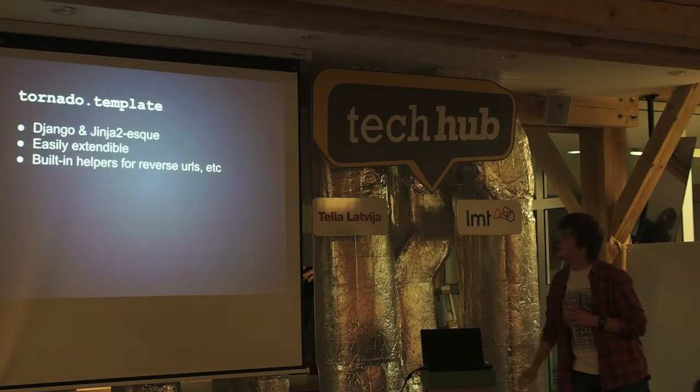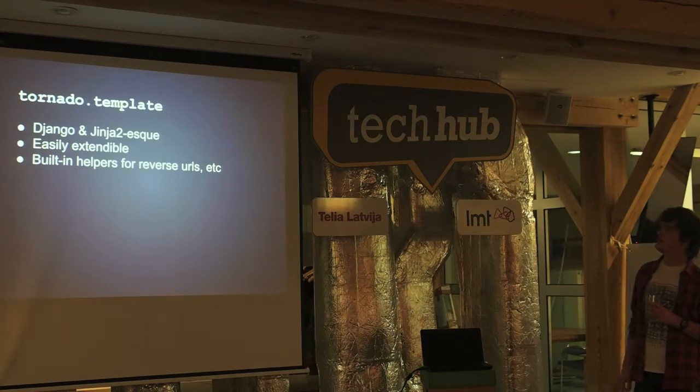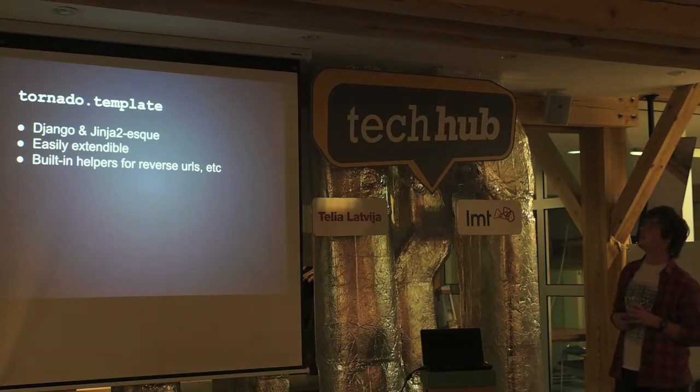Briefly about templating. There is a simple templating engine included. From some benchmarks I've seen, it's at about the same level of performance as Jinja 2, meaning it's 2 times faster than Django, or even more. It's easily extendable, so you can write your own filters and your own helper methods and all that. But there are also some built-in helpers included for reverse URLs and all the stuff that you would expect.